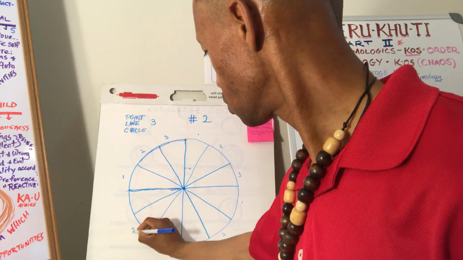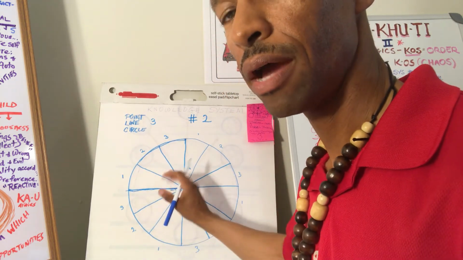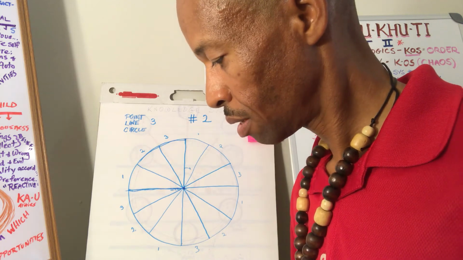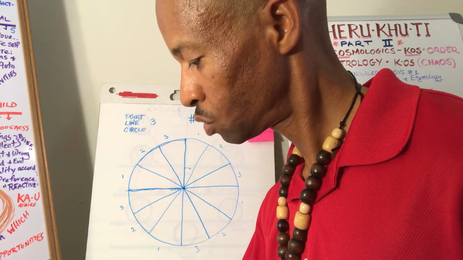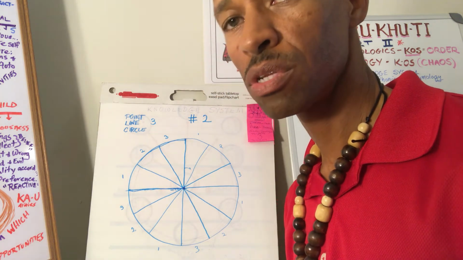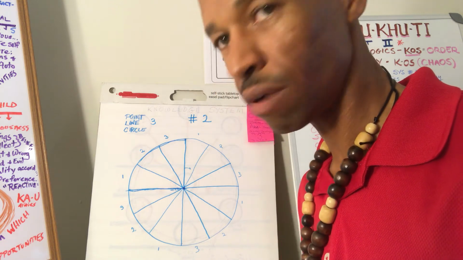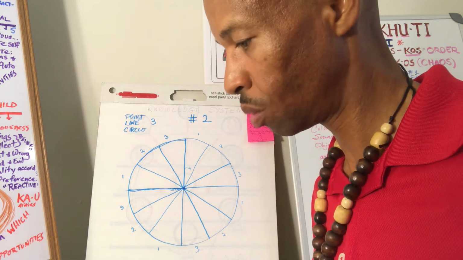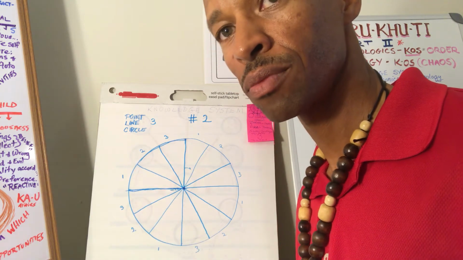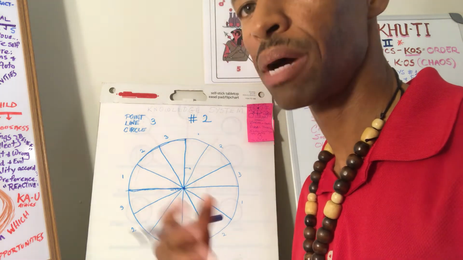Creator, Preserver, Destroyer. So we have 12 sections. Now, in your religious book, you have 12 disciples. You have 12 stones in the breastplate of some of the Old Testament, the Levites. You have the 12 tribes of Israel. So these 12s, they come about.